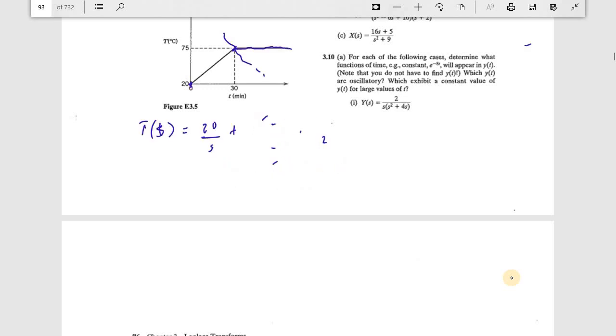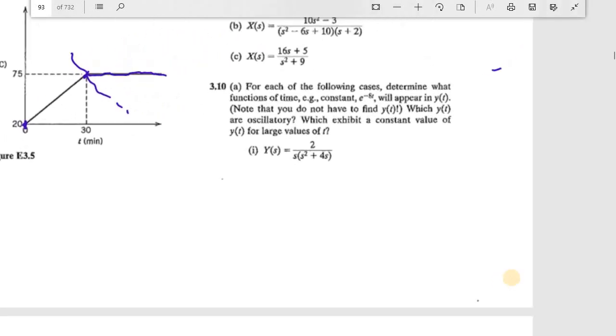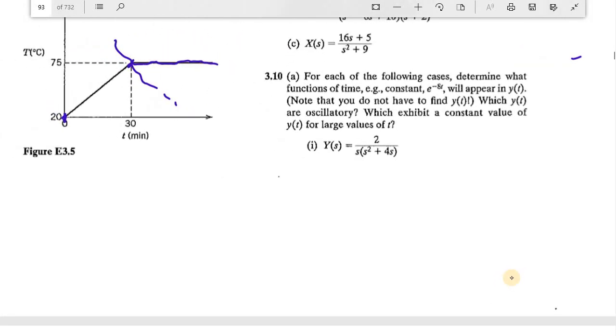Okay, so 3.10 says that if I have a group of systems, I don't know if they exhibit some kind of oscillatory process or not. So it tells me that for each of the following cases, determine what functions of time, for example constant, e to the power minus whatever t, will appear in y of t. Note that you do not have to find y of t. It doesn't want us to find it. Which y of t are oscillatory, which exhibit a constant value of y of t for large values of t.